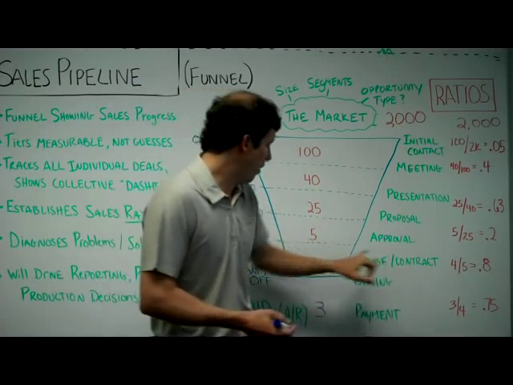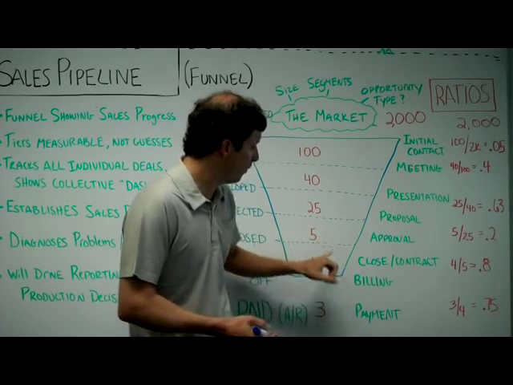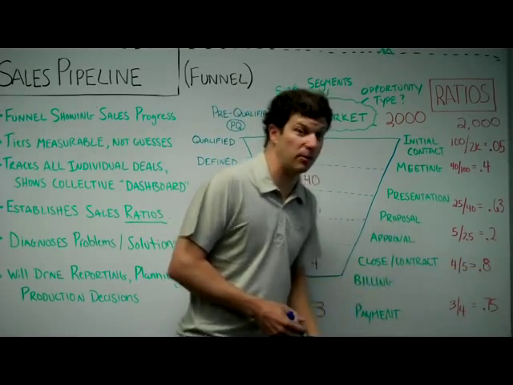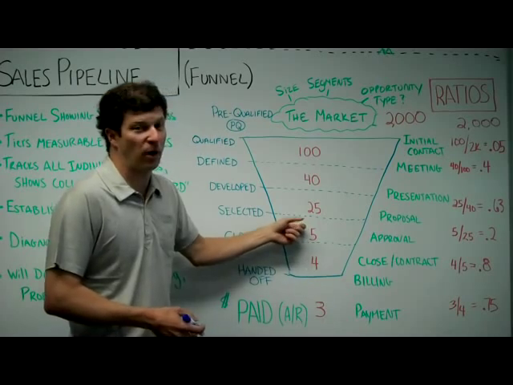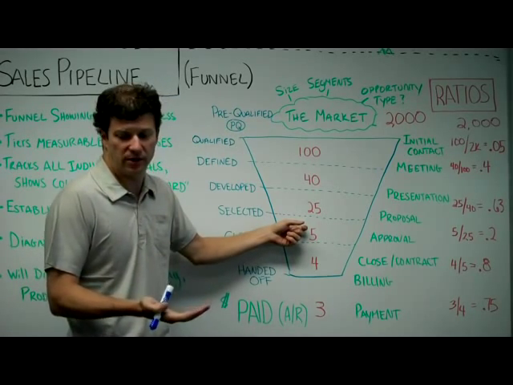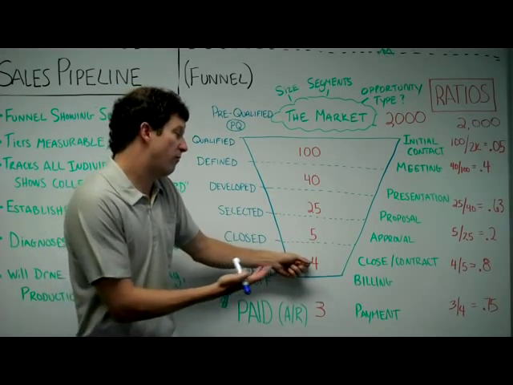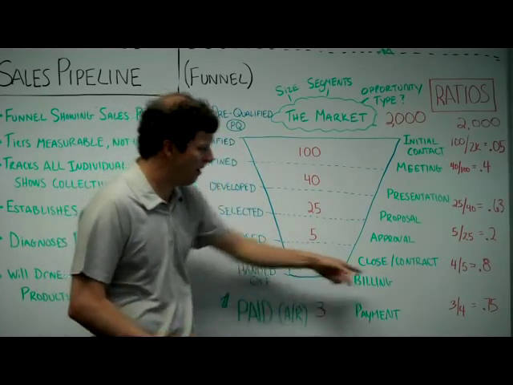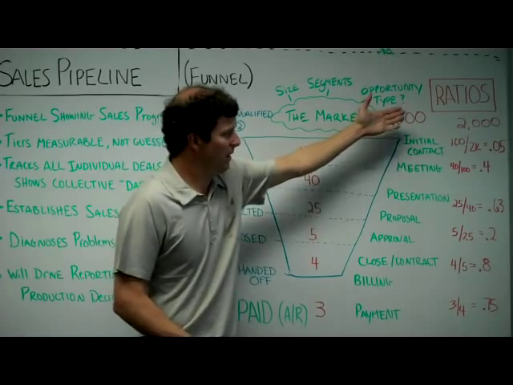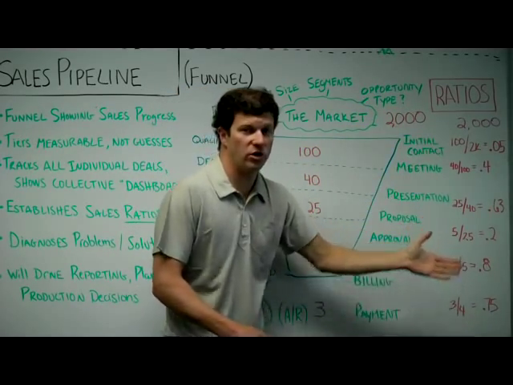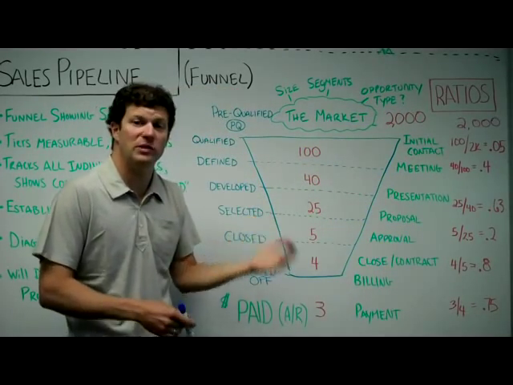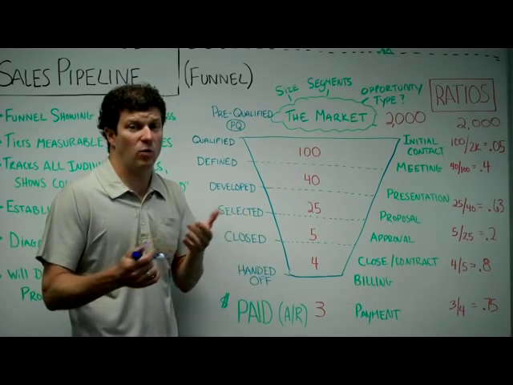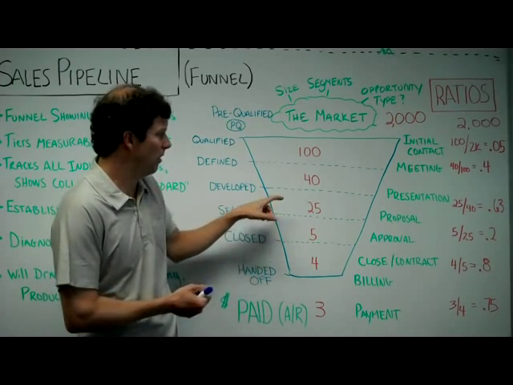And then of the 5 that are approved, 4 out of 5 I actually close. So 80%. So if I get them to this approval process, it's a really high probability they're going to close. And then 4 out of 5, 80% have the contract, and then 3 pay me. So I'm not very good at collections. So basically these ratios can tell you what you're good at and what you're not good at. Where are you losing a lot of accounts? And then where are you very good at transitioning?